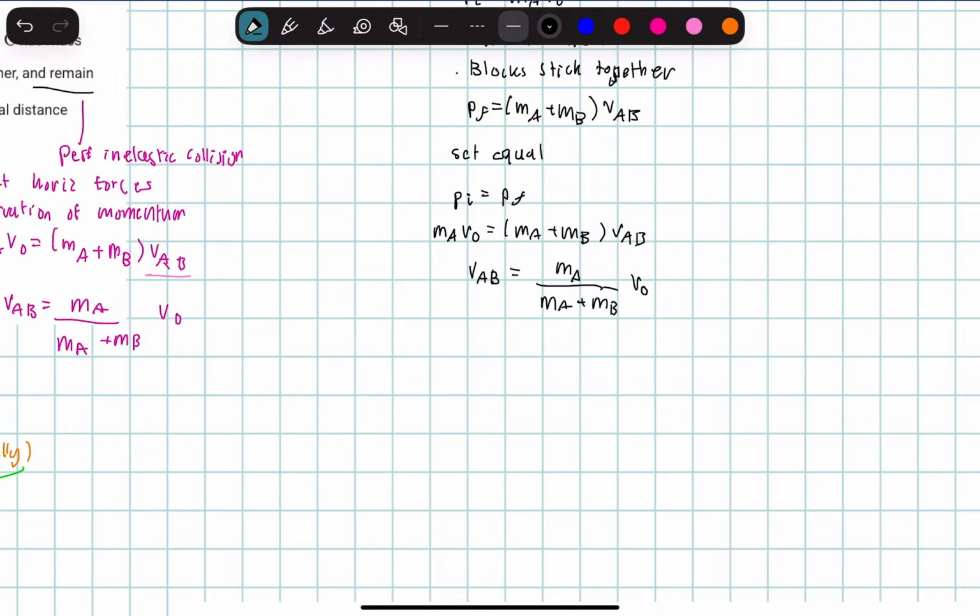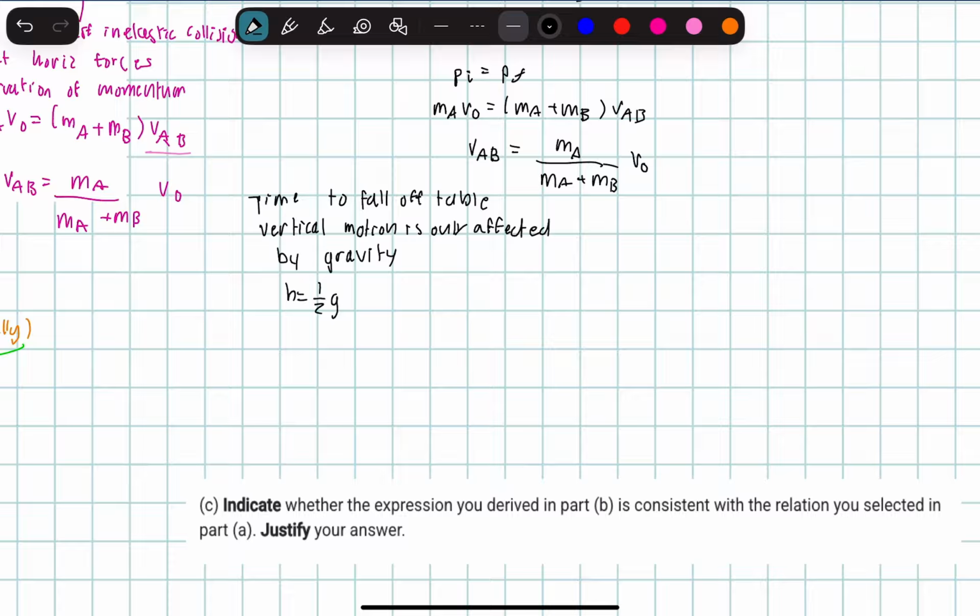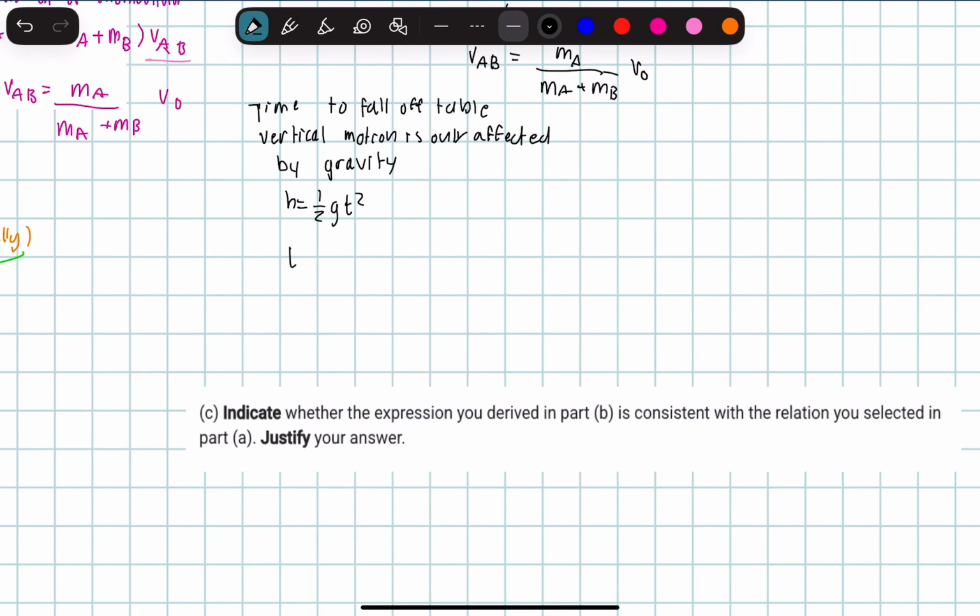So if you solve for VAB, VAB is equal to MA over MA plus MB times V initial. Now, if we were to calculate the time to fall off the table, vertical motion is only affected by gravity. Because of that, h is equal to 1/2 g t squared, which we used before. Solving for time again, t is equal to the root of 2h over g.